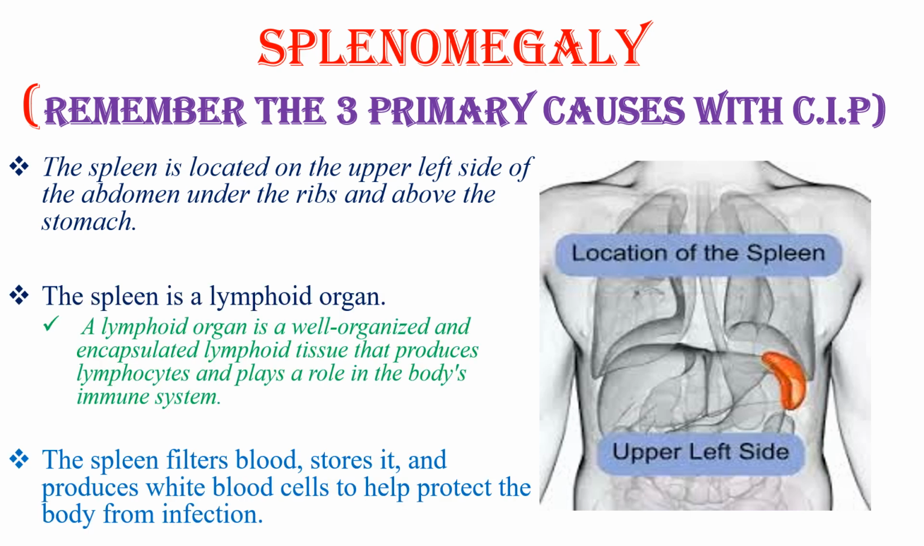the stomach. The spleen is a lymphoid organ. As you know, a lymphoid organ is a well-organized and encapsulated lymphoid tissue that produces lymphocytes and plays a role in the body's immune system. So the spleen filters blood, stores it, and produces white blood cells to help protect the body from infection.